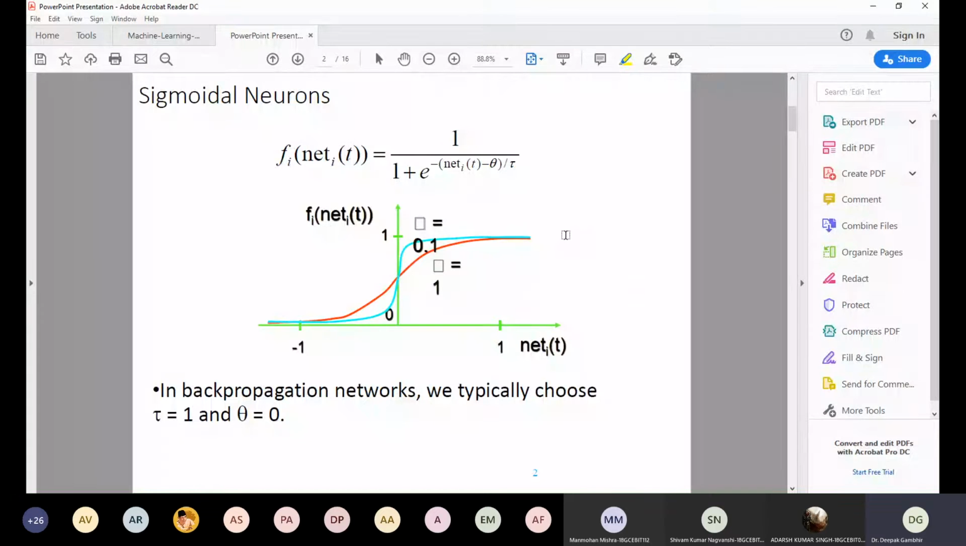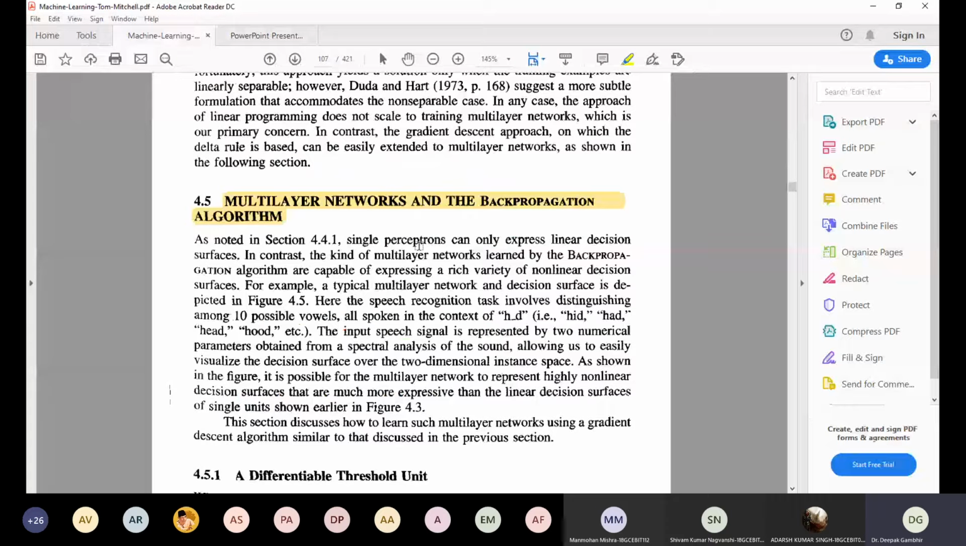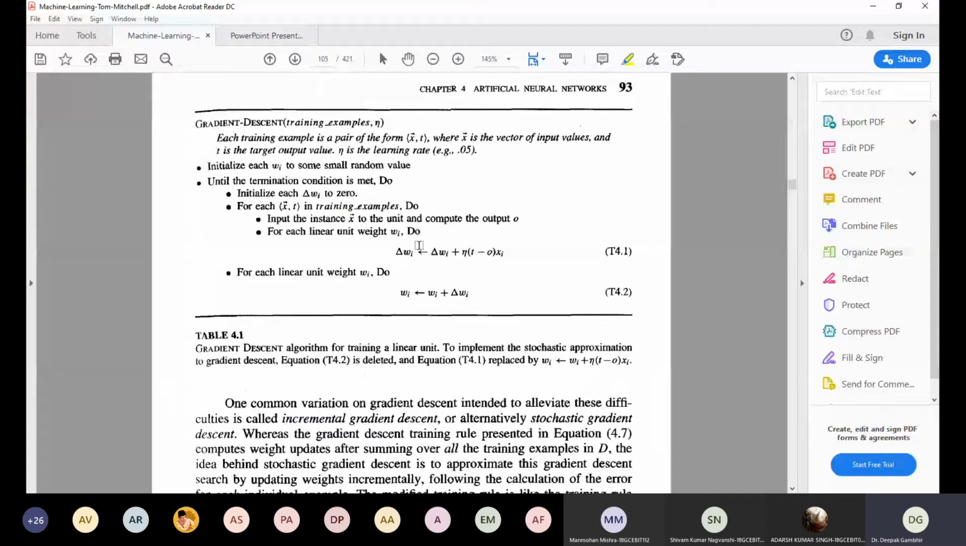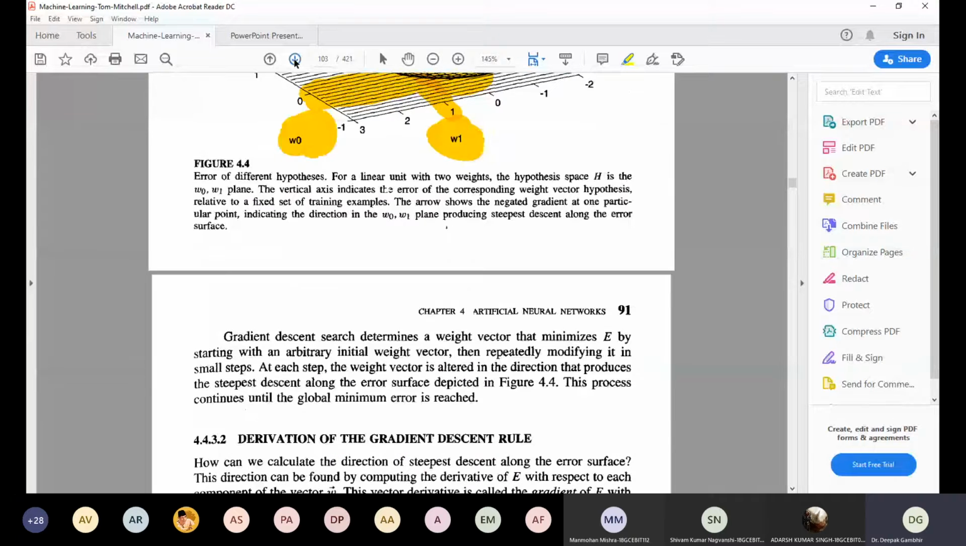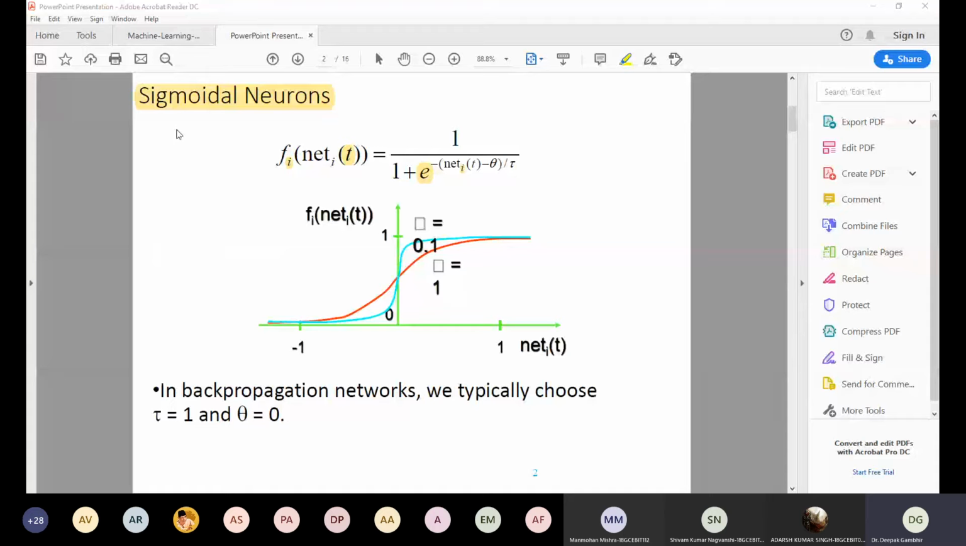First we need to learn about sigmoid neurons. What is a sigmoid neuron? Sigmoid neurons are ones which use the sigmoid function, and I have told you that sigma of x is 1 over 1 plus e to the power minus x. If that is the function, then that is the sigmoid function. If you don't remember, please check the previous classes, then that would be easier.